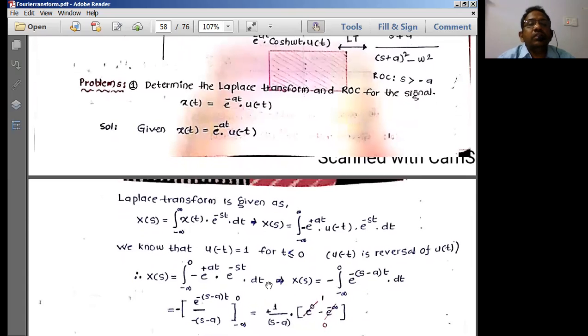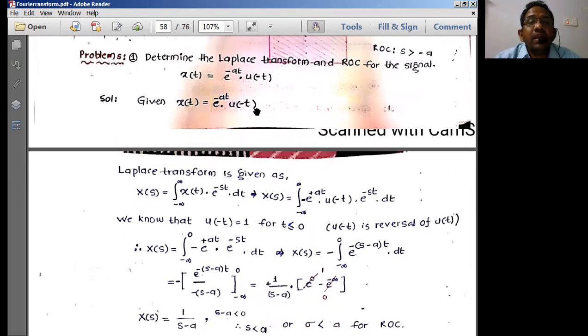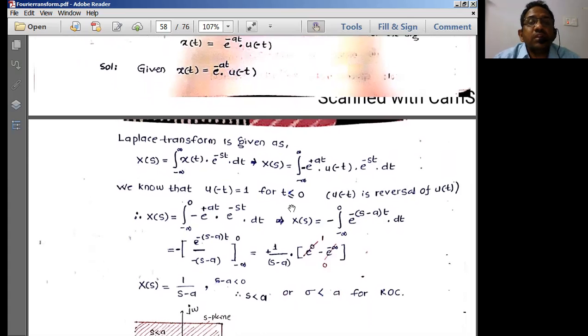Okay, now let us look into this next problem, a very important problem. Determine the Laplace transform and ROC for the signal x of t is equal to e power minus at into u of minus t. So what is this u of minus t? It is a negative-ended unit step signal. t is going to take negative values. That means this signal is going to exist over the limits minus infinity to 0. That is the important point. That means u of minus t would be equal to 1 for all t less than 0. That is the form we have.